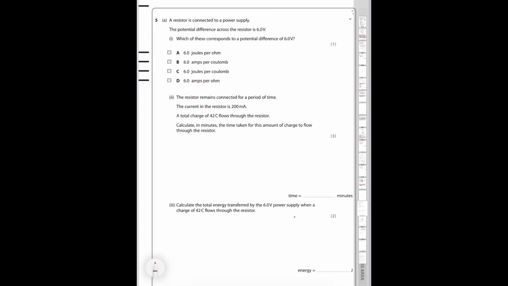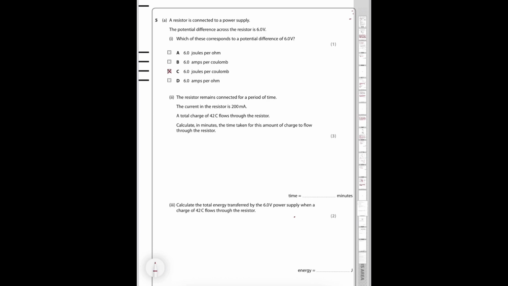A resistor is connected to a power supply. The potential difference across the resistor is 6 volts. Which of these corresponds to a potential difference of 6 volts? So 6 volts is going to be 6 joules per coulomb, and the only answer which corresponds to that would be answer C. Part 2 tells us that the resistor remains connected for a period of time.